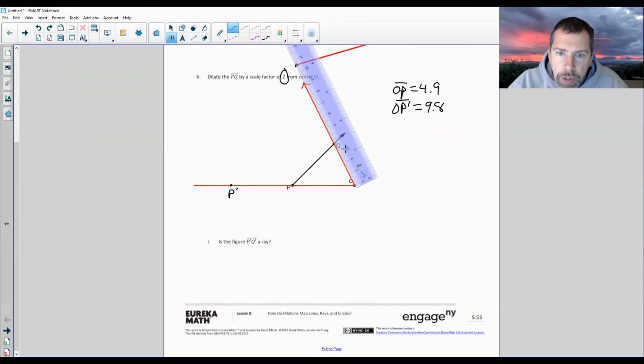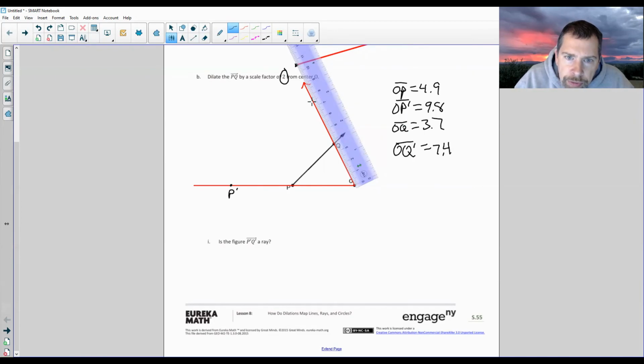Okay, 3 point, can't see that, 3.5 is coming down, okay, I see now. So here's 3.5, 3.6, 3.7. OQ equals 3.7. These are all centimeters, but the unit of measure is not quite so important at the moment. So OQ prime equals 3.7 times 2, which is 7.4. And that is right here. I move my ruler out of the way, and that is Q prime.